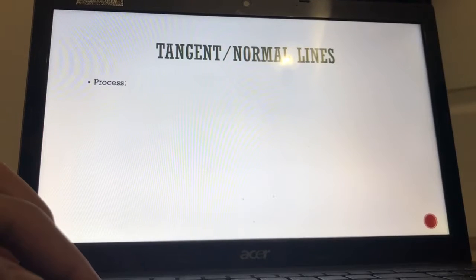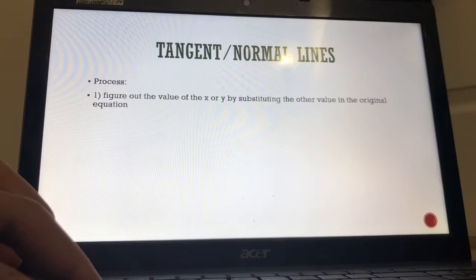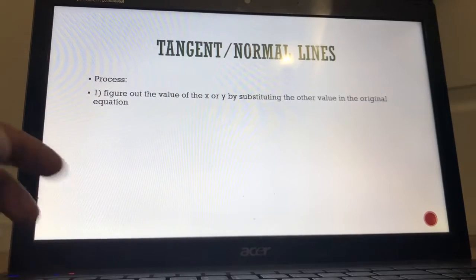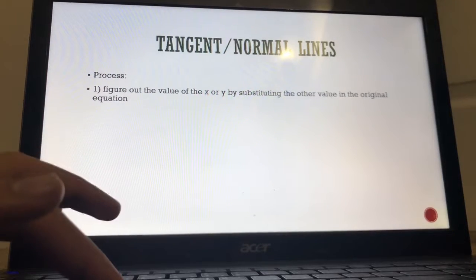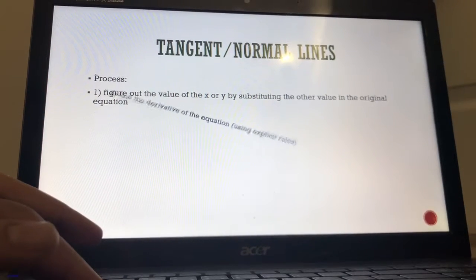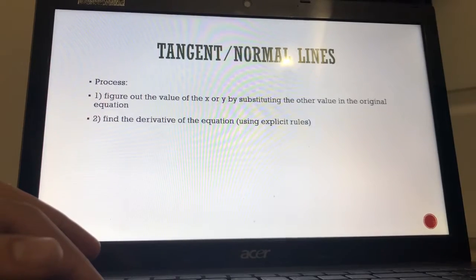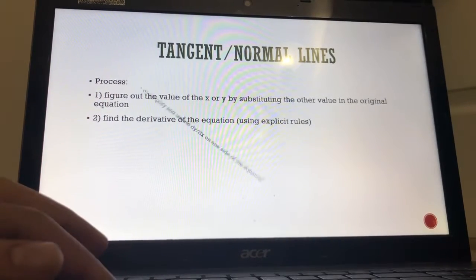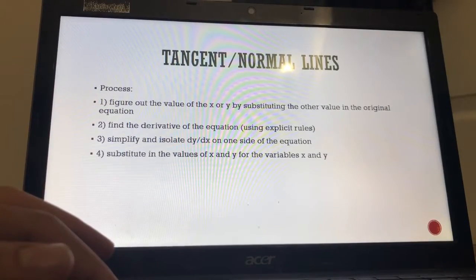Tangent and normal lines. The process. First, figure out the value of x and y by substituting the other value in the original equation. So if we're given an x, we put it in the equation to find a y. If we're given a y, we put it in the equation to find the x. Find the derivative of the equation using explicit rules. So we just find our derivative, and then simplify and isolate dy/dx on one side of the equation.